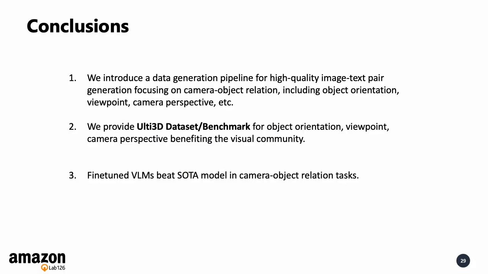Conclusions. First, we introduce a data generation pipeline for high-quality image text pair generation focusing on three types of camera object relations. Second, we provide the Ultimate 3D dataset and benchmark for these three tasks to benefit both fine-tuning and evaluation. Third, we show that VLMs fine-tuned using our Ultimate 3D dataset beat SOTA commercial models, including GPT-4o, by an average of 33.4% accuracy. Future work includes extending to multi-object relations and improving numerical prediction capability.